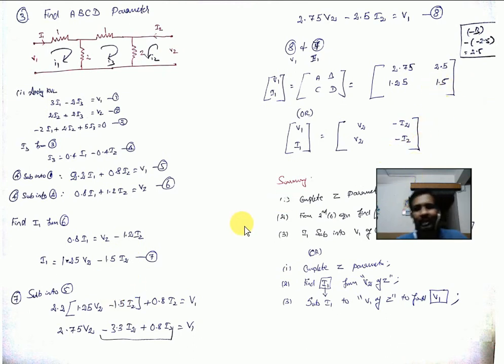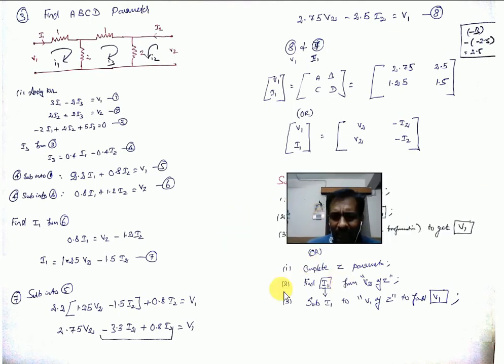So the ABCD parameters are over. You can keep this as a summary. Complete the Z, find the I1 from V2 of Z, the sixth equation. Then after that, substitute the I1 into V1 of Z, the fifth equation.